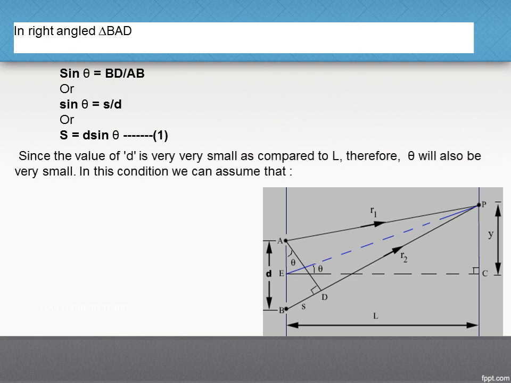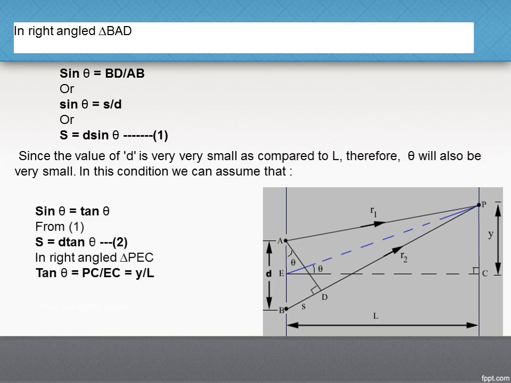Since the value of d is very small as compared to L, therefore theta will also be very small. In this condition we can assume that sin theta is equal to tan theta. Now from equation 1, S is equal to d tan theta, that is, we have replaced sin theta with tan theta, which gives equation number 2.